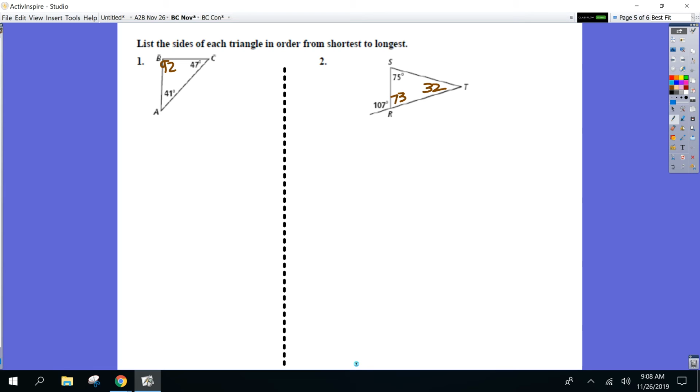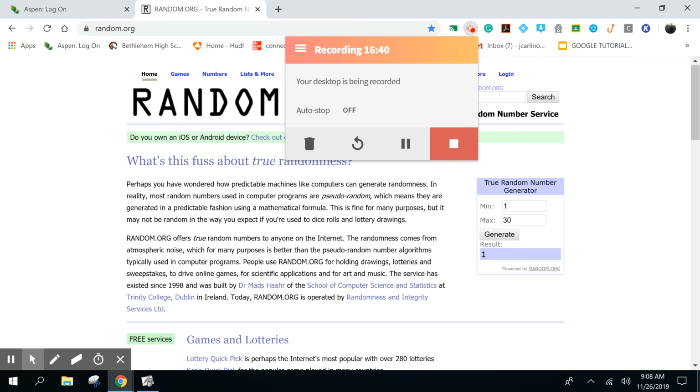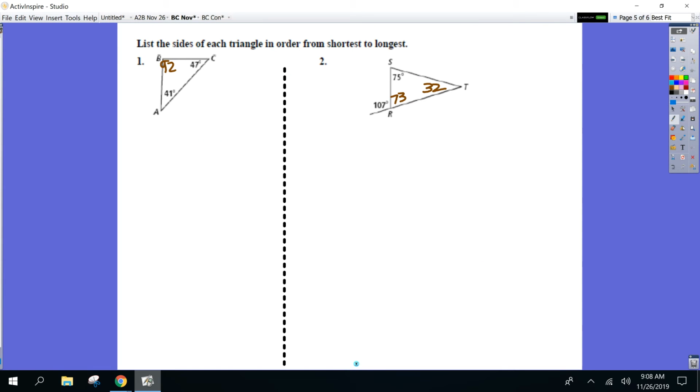Hey, gonna need some rankers here. Number 1, rank them from shortest. 10, shortest. BC, followed by BA, longest side CA. Nice job. Any issues there?